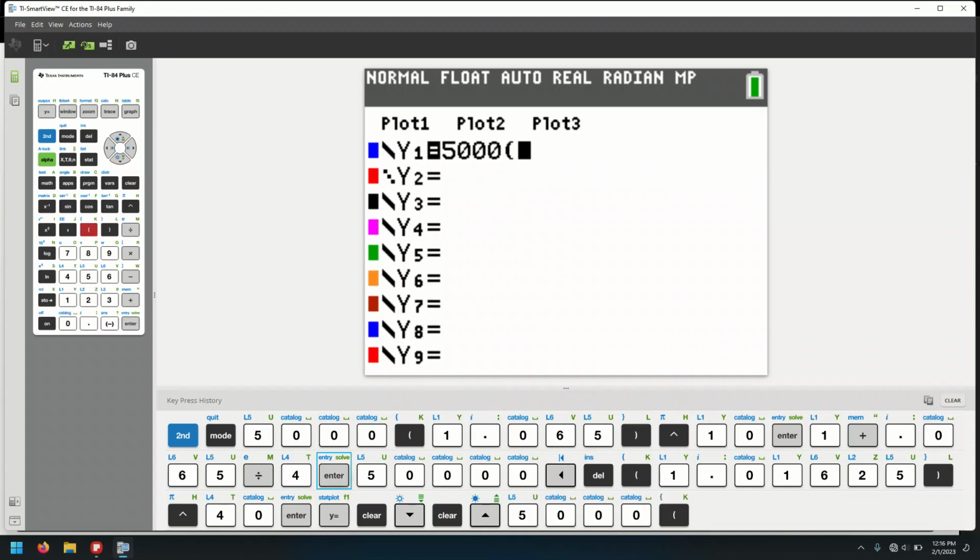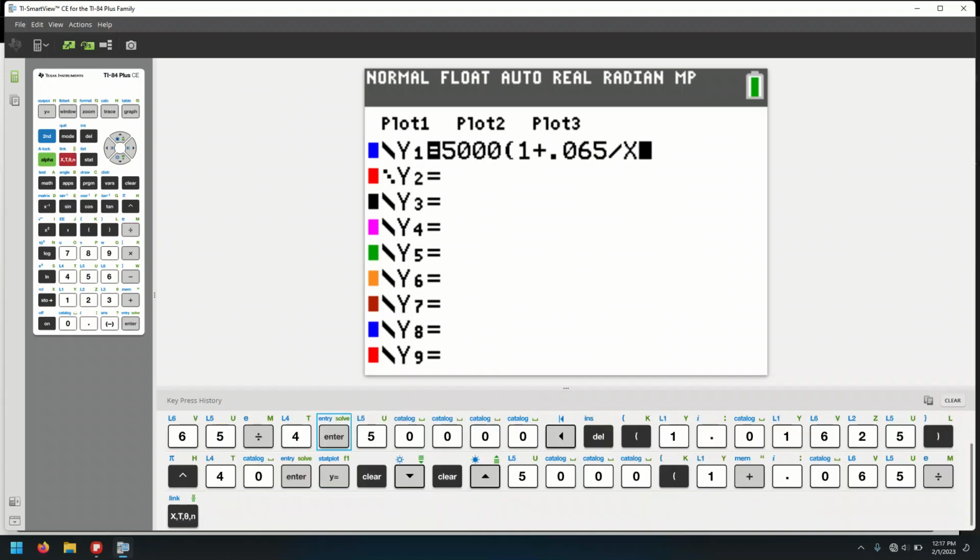Open parentheses, that's a 1 plus 0.065, which is the rate interest. And I'm going to divide this by the quantity x. Well, yes, this is the n from our formula, but the graphing calculator calls for x, okay? So it's still the same anyway. Actually, you can even program the calculator to change the variable from x to n if you wish, but I mean, it takes a while to do that programming, so I'm just going to go with x.